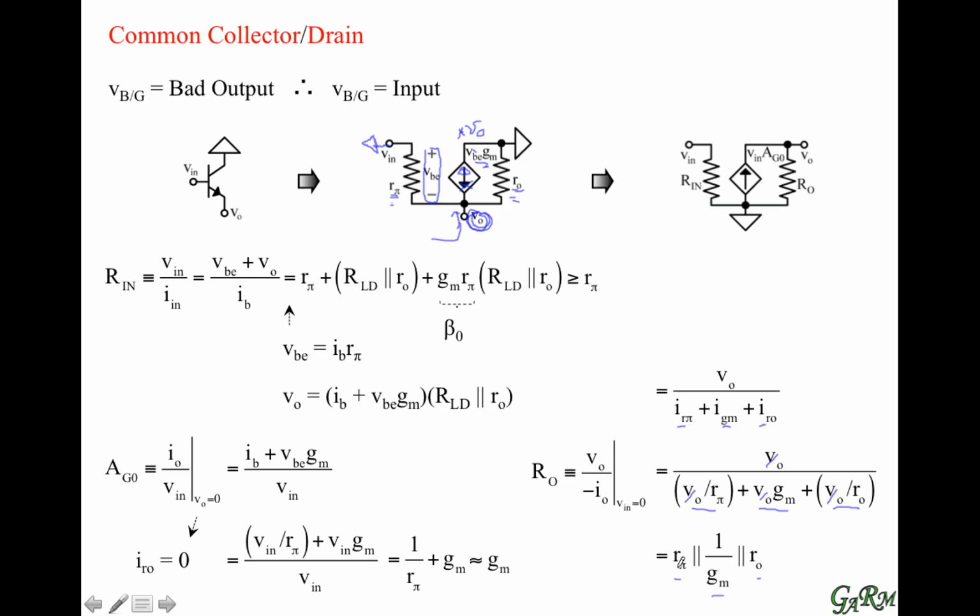But R pi is beta times greater than 1 over GM. So its effects are overwhelmed by 1 over GM. And RO is even greater, so those effects are also overwhelmed, so the output resistance reduces to pretty much 1 over GM.